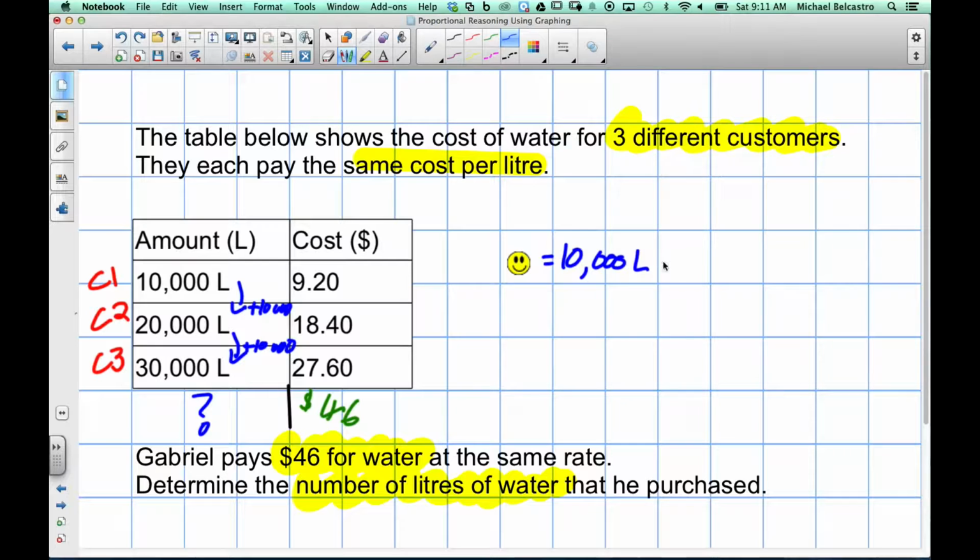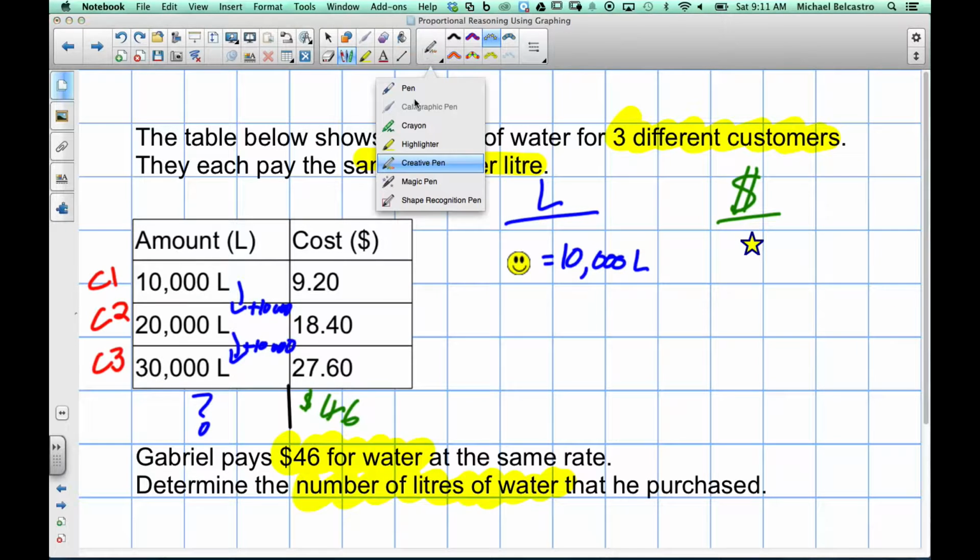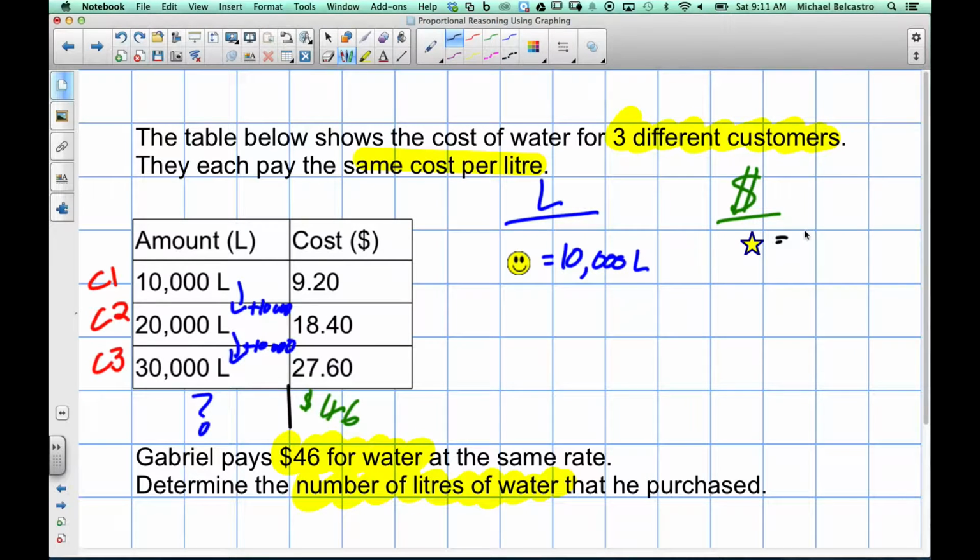Okay, so there's our first ratio. We could do a very similar ratio with our dollar amounts. The only problem is 920 is kind of an awkward number to work with. It's not that it can't be done, but it can be a little difficult to count with. I could say 1 star equals $9.20. But then as I add stars along, it gets a little difficult. So I'm going to kind of split this up, and maybe use 2, 3, or 4 stars to represent another number.